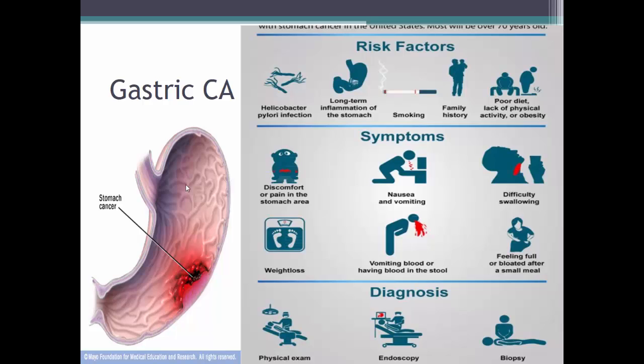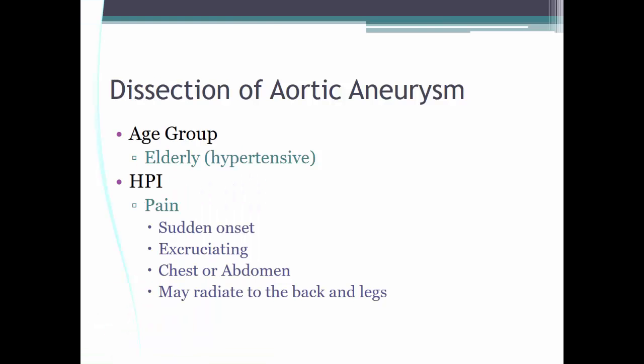Screening with endoscopy is used in high-risk populations, for example, in the Japanese population, which has a very high percentage of stomach cancer. CEA, or carcinoembryonic antigen, could be done as well. And CT is mostly reserved for metastases. You could do chest, you could do abdomen. And of course, the treatment is surgical resection, chemotherapy, and radiation.